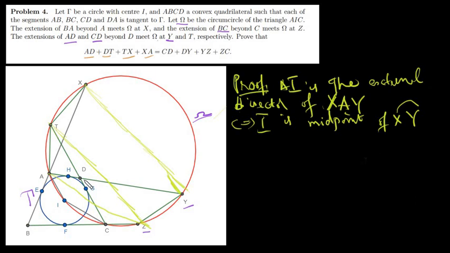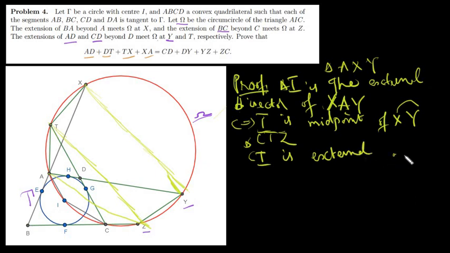Oh, actually no, we're not going to have to focus on that. So focus on the triangle CTZ. So I'm going to write here for triangle AXY, and now let's look at triangle CTZ. Because CI is the external angle bisector, we now know that I is also the midpoint of TZ.